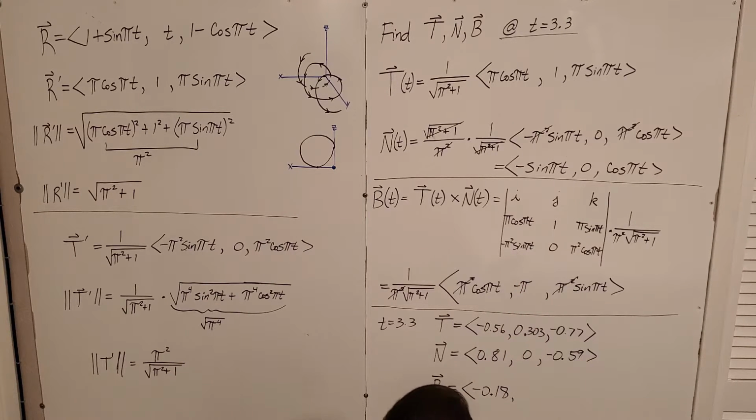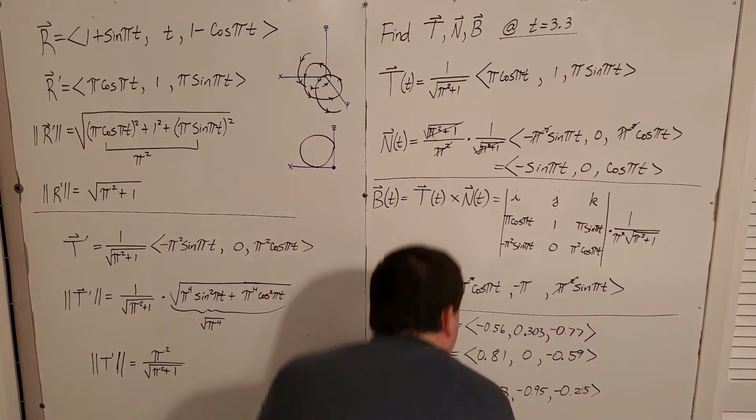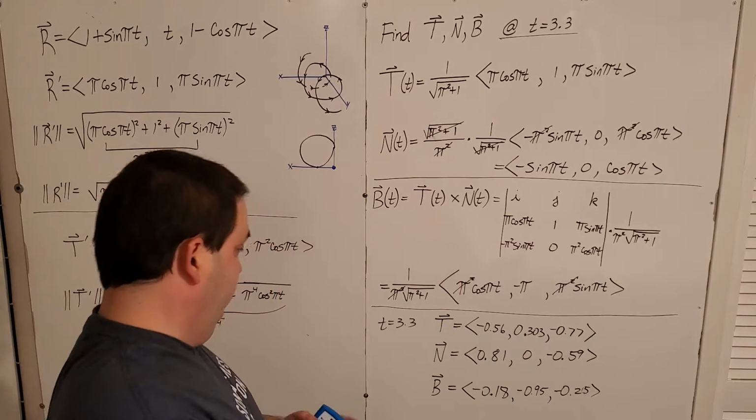Okay, so let's do the next one here just by changing this to sine. Right? Yep. Okay, so then negative 0.2425. Okay. And lastly, I have negative pi over square root of pi squared plus 1. Negative 0.95. Okay.